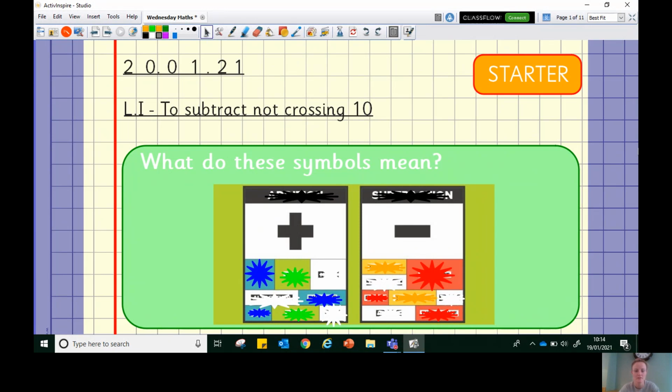Here is your starter. So I've got some symbols down here. Okay, what do these symbols mean? Have a quick chat. Can you think of any other vocabulary to describe those words? So press pause and off you go.